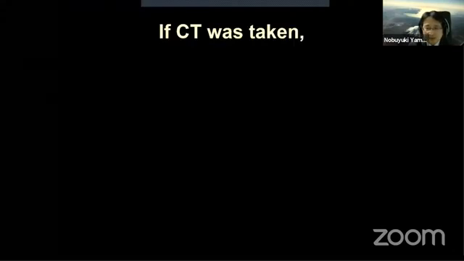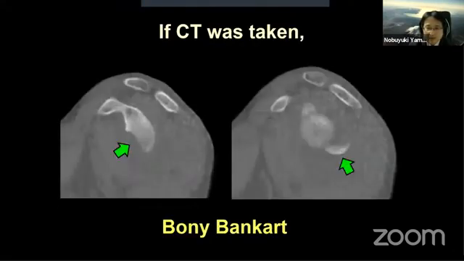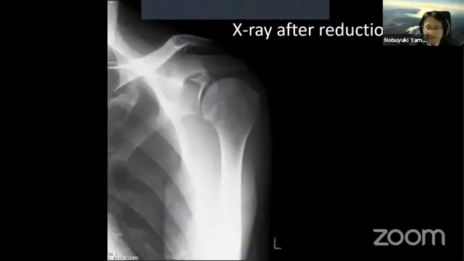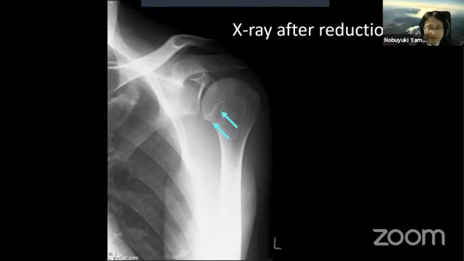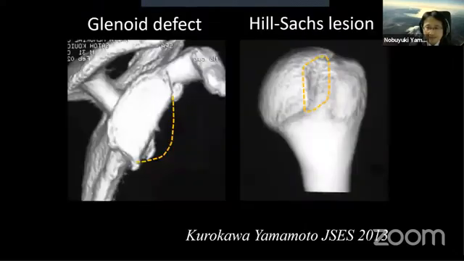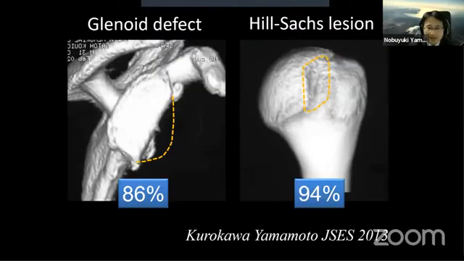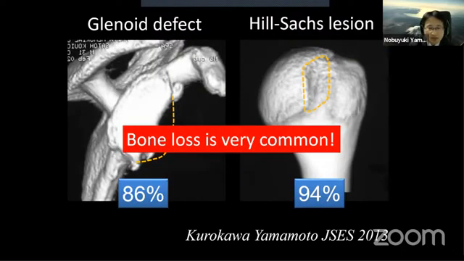But if a CT was taken, you can see the fragment. So this is a bony Bankart. Look at the X-ray again. You can see the fragment here. The incidence of the glenoid defect and the Hill-Sachs lesion is very high, 86% and 94% respectively. So bone loss is very common in patients with anterior instability.